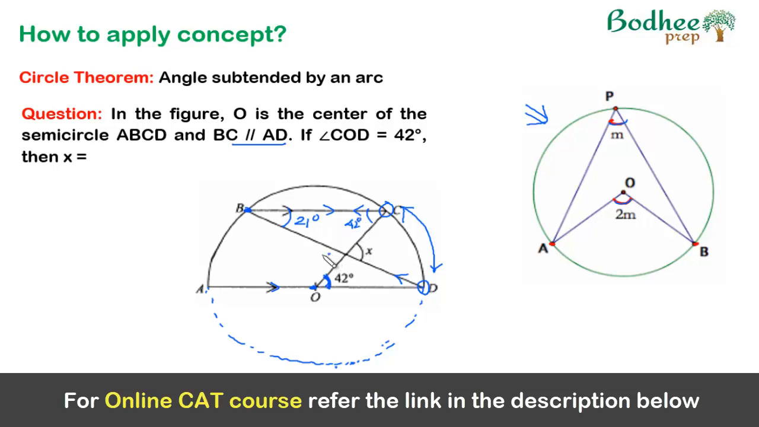And if I assume this point to be E, then in triangle BCE, again, this is the exterior angle, right? So exterior angle x should be equal to the sum of the interior angles, so it should be 21 plus 42, which is equal to 63 degrees, right? I hope you have understood how to apply this particular concept. So next time whenever you come across such questions, your approach should be to find the points from where the two lines are originating rather than figuring out the lines.